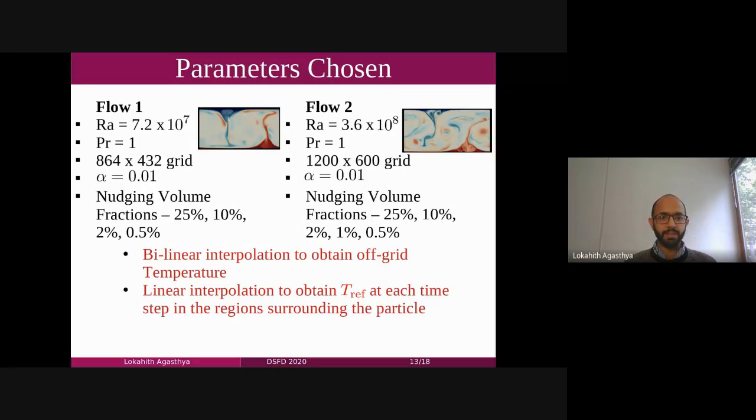For us, we have these two flows with a lower Rayleigh number and a higher Rayleigh number. We know that the transition to turbulence in this Rayleigh-Bénard system happens between a Rayleigh number of 10^7 and 10^9. So we can say that this is moderately or slightly turbulent, while this is quite a turbulent flow. And we consider different nudging volume fractions, and we do a bilinear interpolation to obtain these off-grid temperatures, and linear interpolation to obtain the temperatures measured by the probes.